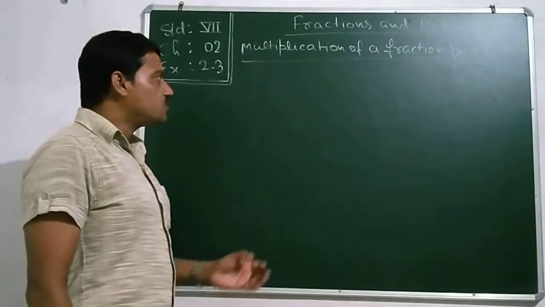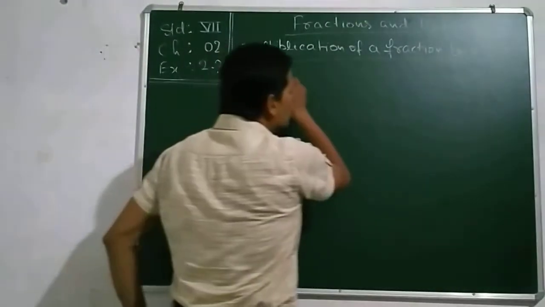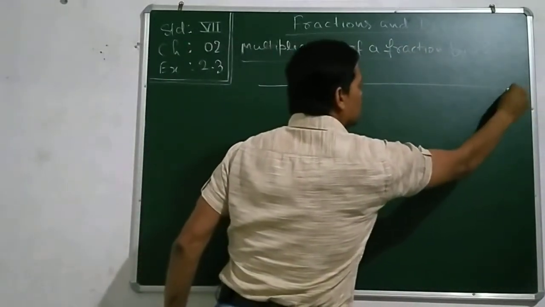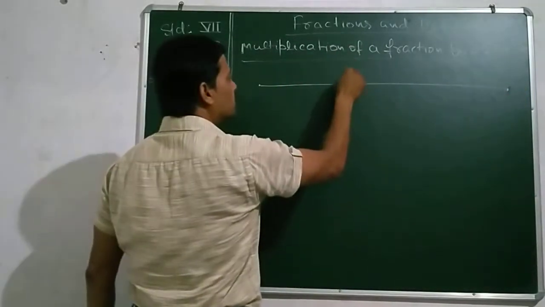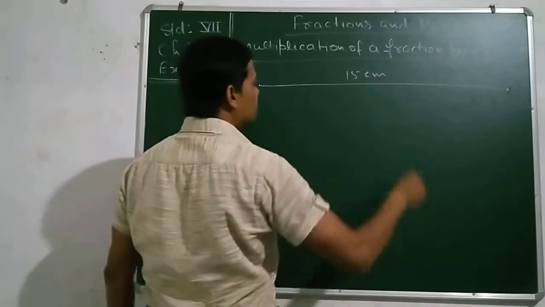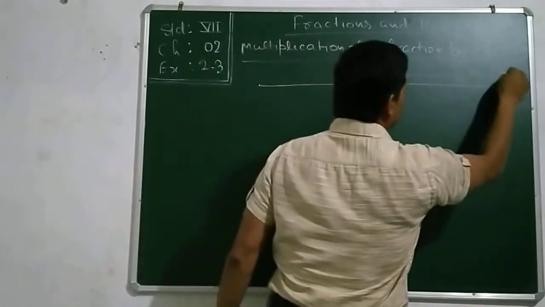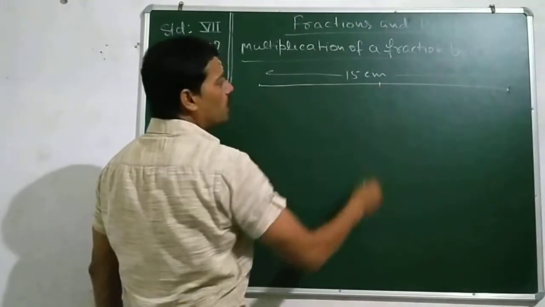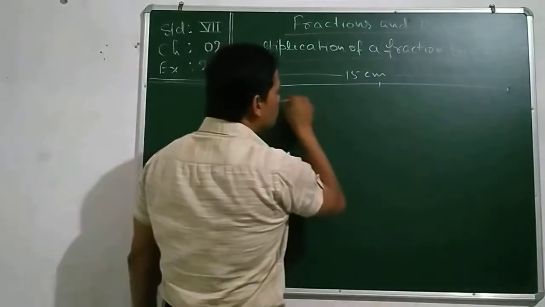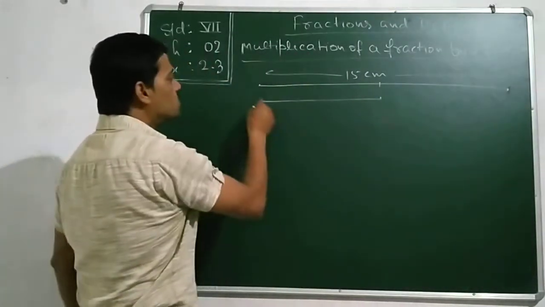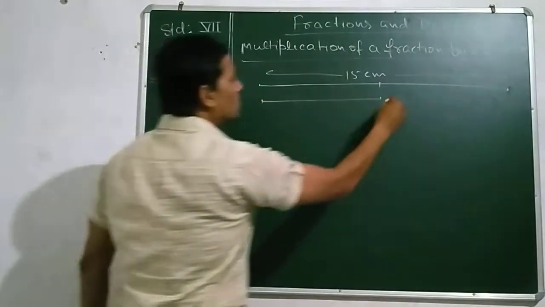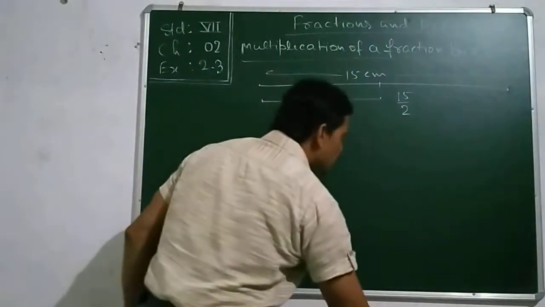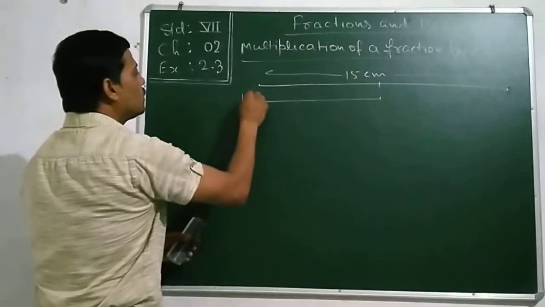See, to understand you better, let me consider one example of one stick. Say this stick is 15 centimeters in length. Let us divide it into several parts. First we divide it into two parts. So the length from here to here will represent 15 by 2. Once again, let me write this on this side, 15 by 2.